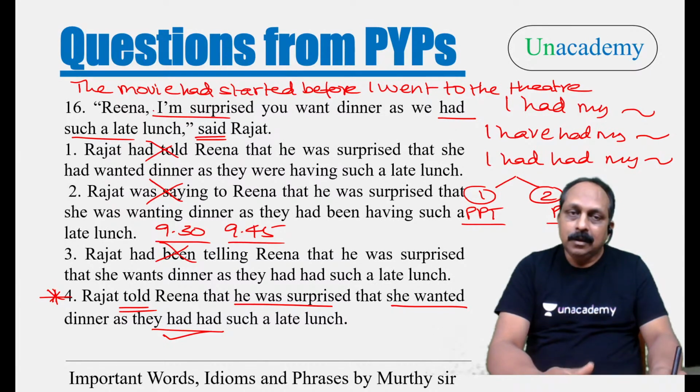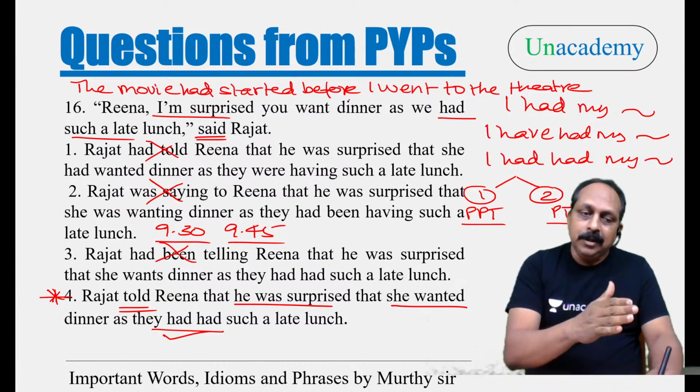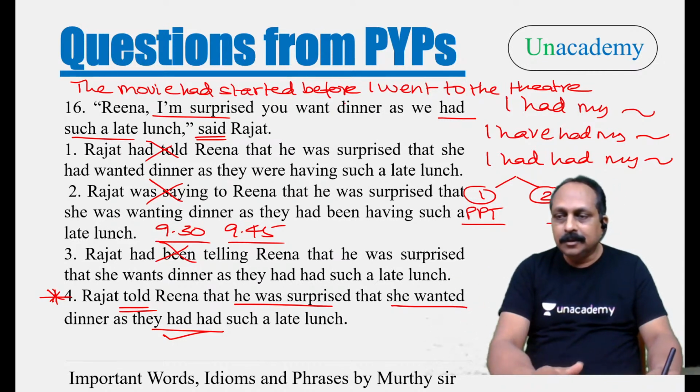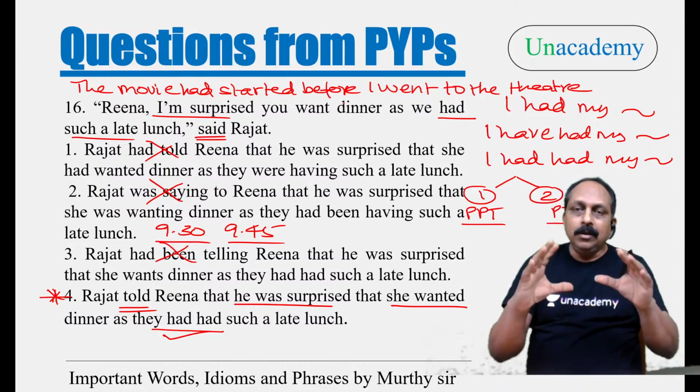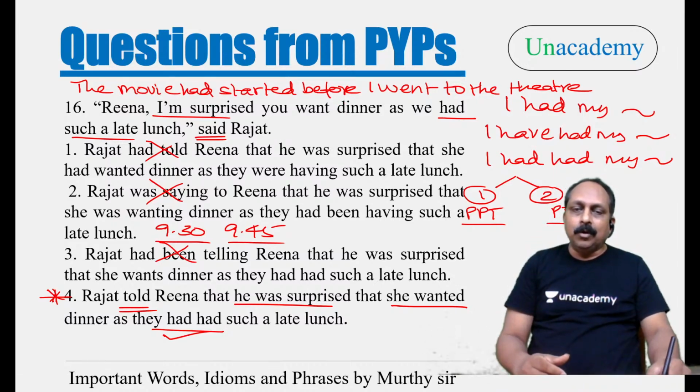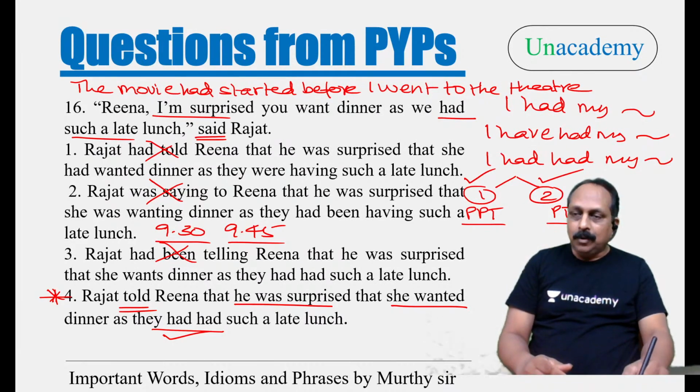The movie had started when I went to the theater, or I went to the theater after the movie had started. All the four sentences talk about the same thing. What is it? Two actions that happened in the past, one after the other. For the first one, past perfect. For the second one, past tense.